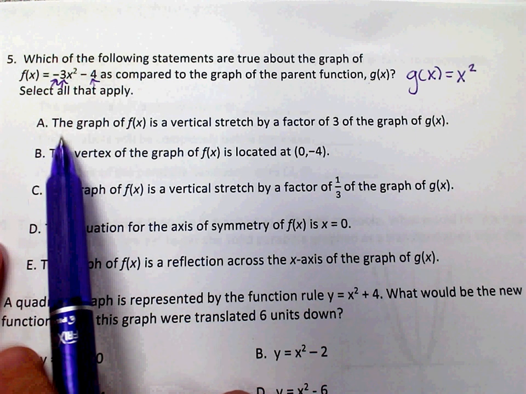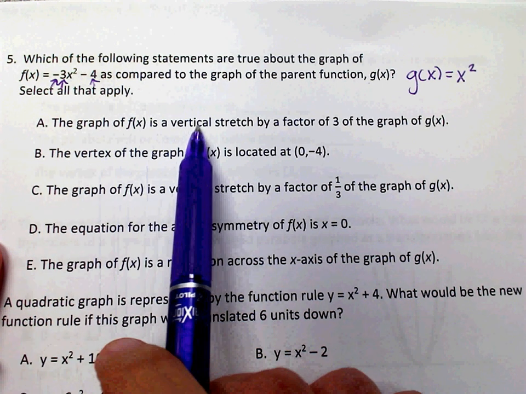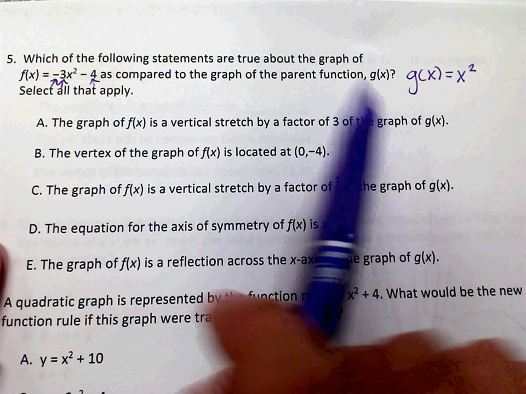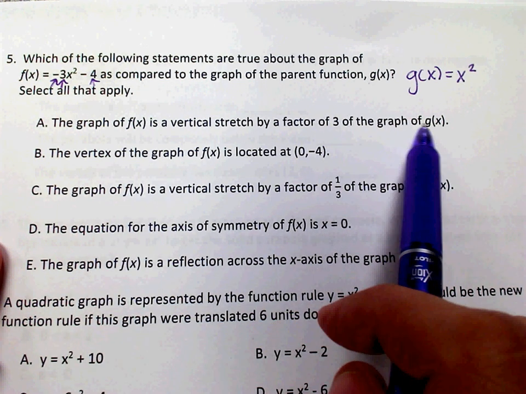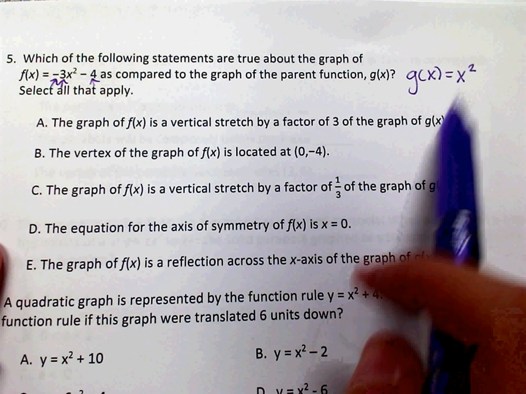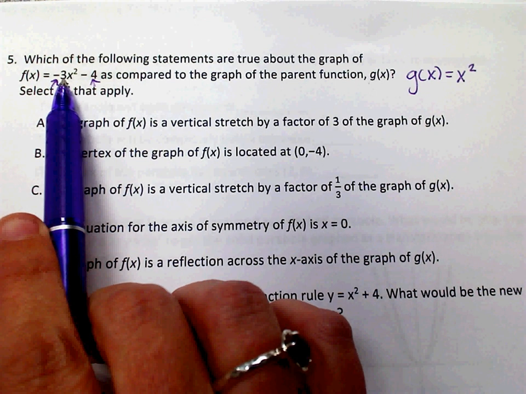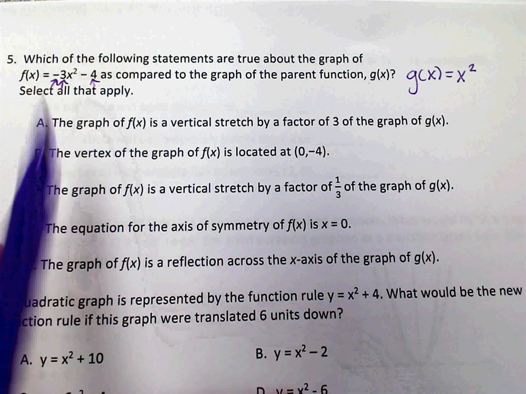Now it says select all that apply, which means there's going to be more than one answer. So the first choice says the graph of f of x is stretched by a factor of 3. And this just says of the graph of g of x. So if I take g of x, which is x squared, and I stretch it by a factor of 3, we get the 3x squared. So that is true. It is stretched.